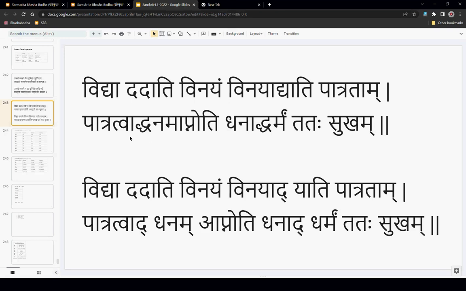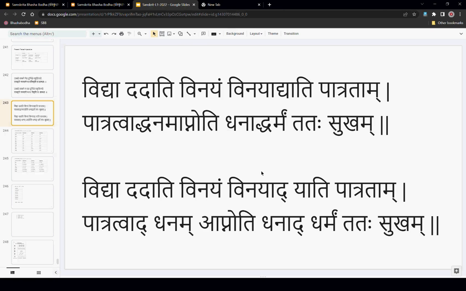So Vidya, knowledge, gives Vinayam, humility. Vinayad, from humility, Ati Patratam. Patrata means Yogyata. What do you say in English? Yogyata, capability. Yeah, from qualification, your qualification, right? Yogyata. Yeah.